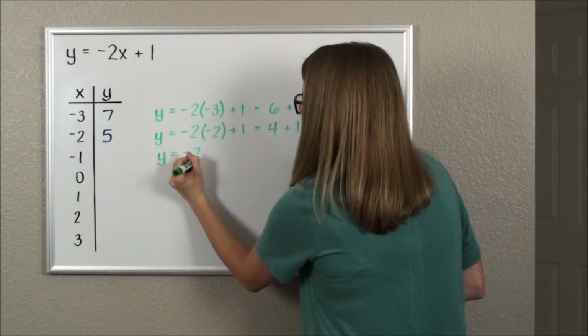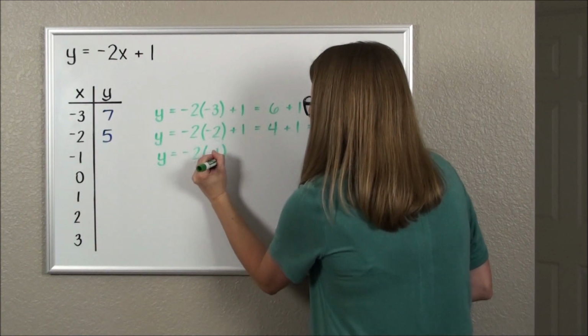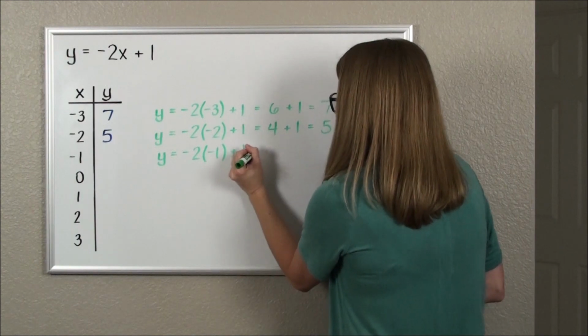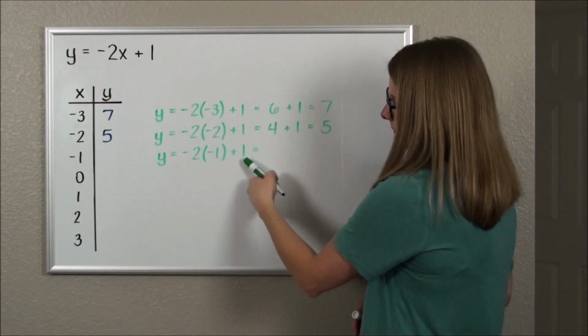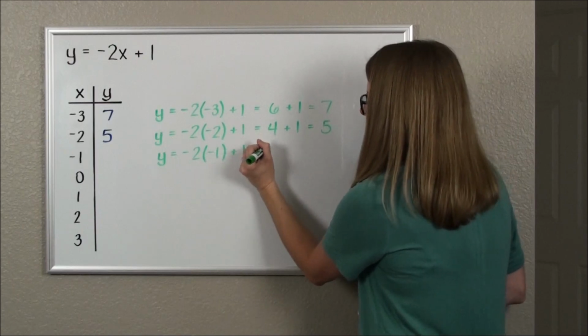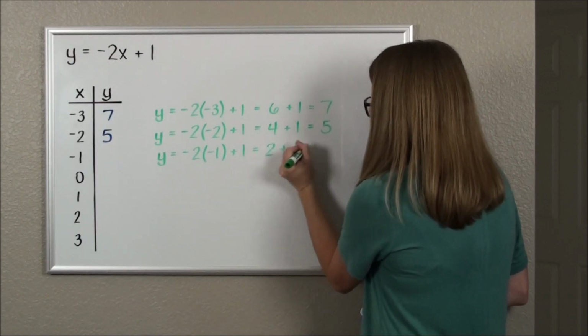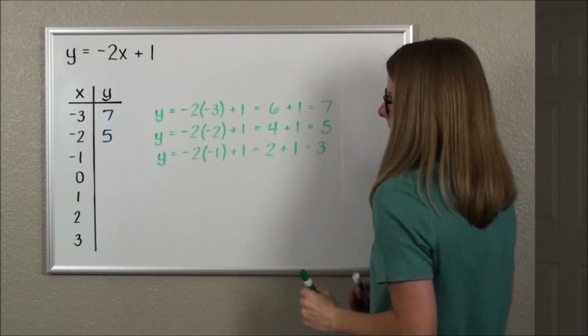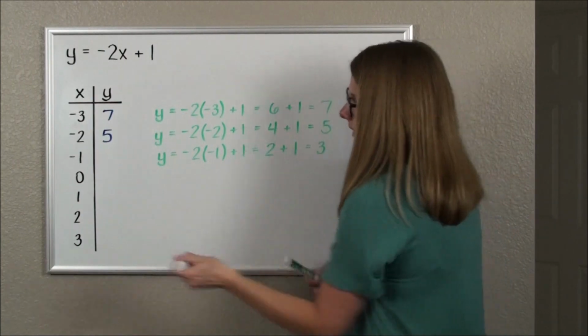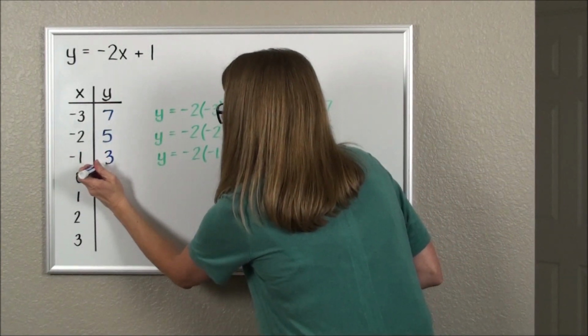So we have -2. Instead of x, we'll use -1, and then plus 1. So again, we multiply before we add. -2 times -1 is 2. If we add 1 to that, we get 3. So when x is -1, y is 3.